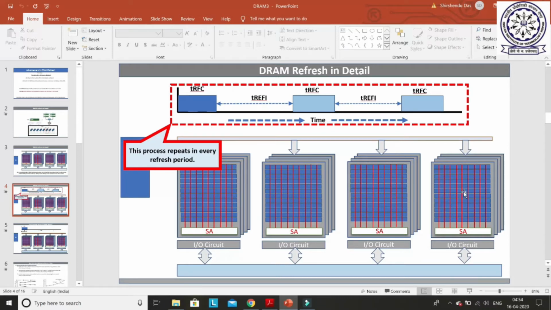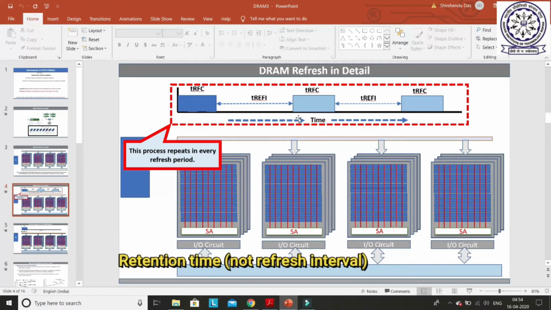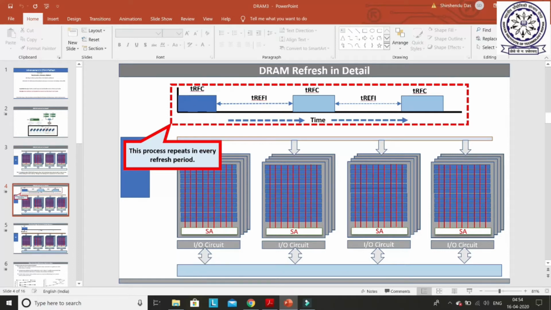And one basic concept is, if we reduce the refresh period, then this refresh interval time will also reduce, but this time will not reduce. This RFC time will be the same.